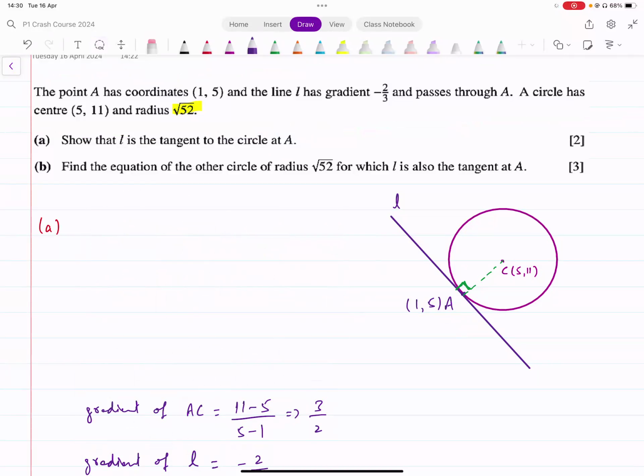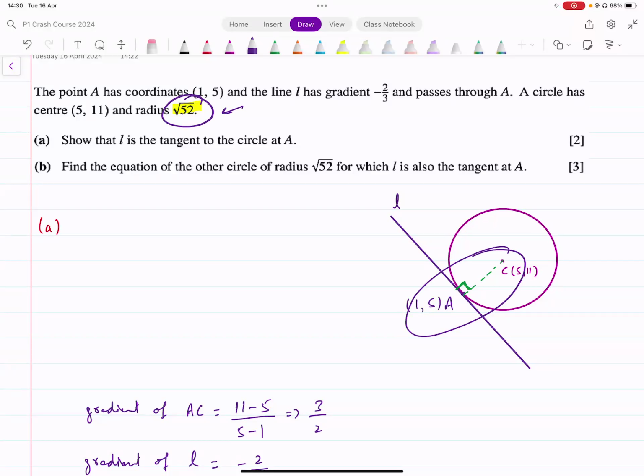Now, if you had the equation of the circle given, you could just put that point there. That could be one possibility. If that point satisfies the equation of the circle, then you would say that the point lies on the circumference. Or you could just find the distance AC. If the distance AC is the same as the radius, that means that the point lies on the circumference.